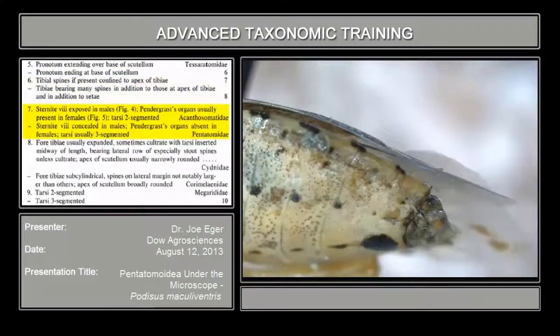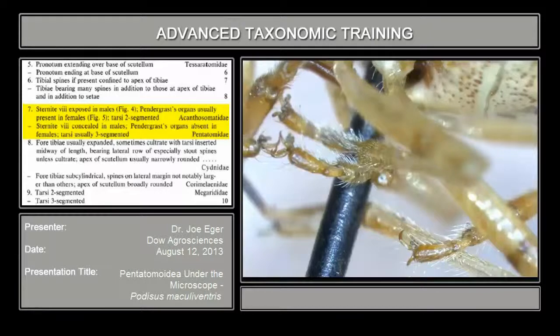In couplet number seven, your choices are sternite 8 exposed in males, Pendergrast organs usually present in females, and tarsi two-segmented. This happens to be a female specimen we're looking at. Pendergrast organs would be an impression located about here, and you can see that this bug doesn't have those. The other character in this couplet, tarsi two-segmented or tarsi three-segmented: if you look at this bug, it's got one, two, three tarsal segments. Again, that second one being smaller than the other two, but clearly has three tarsal segments. So what you have here is a pentatomid.